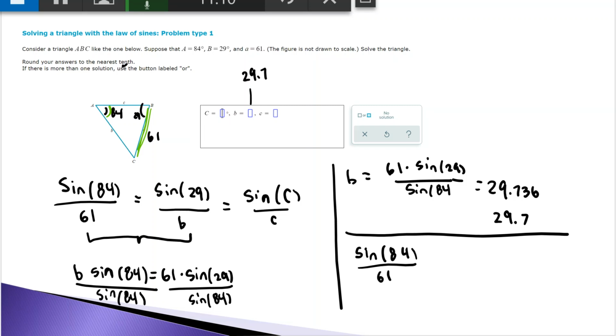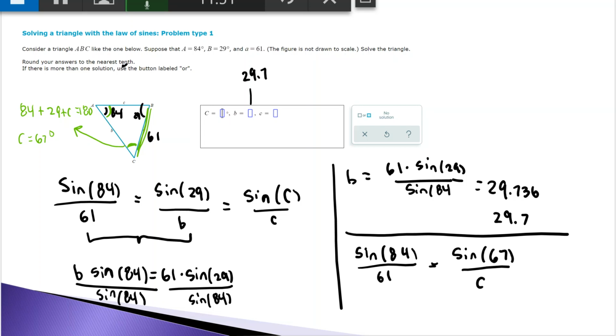And let's see. Oh, I know the two angles, so I can find the third angle. So let me come off on the side here and go 84 plus 29 plus C equals 180. So I can find angle C really quickly. 180 minus 84 minus 29. Angle C is 67 degrees. So sine of 67 divided by side C. And again, I'll cross multiply and solve.